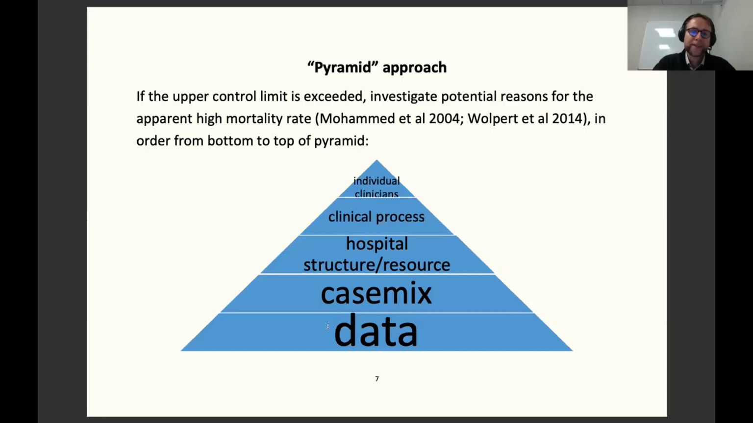So if you think, well, no, our data are correct, we don't really have any reason to suspect that our patients are any different after risk adjustment from other hospitals, then you'd look at whether there's something about your hospital structures, your clinical processes, and finally, maybe individual clinicians that could be an explanation for a raised mortality rate. So you don't start by blaming anyone or panicking. You start by, first of all, ruling out some obvious and frequent explanations for such alarms.